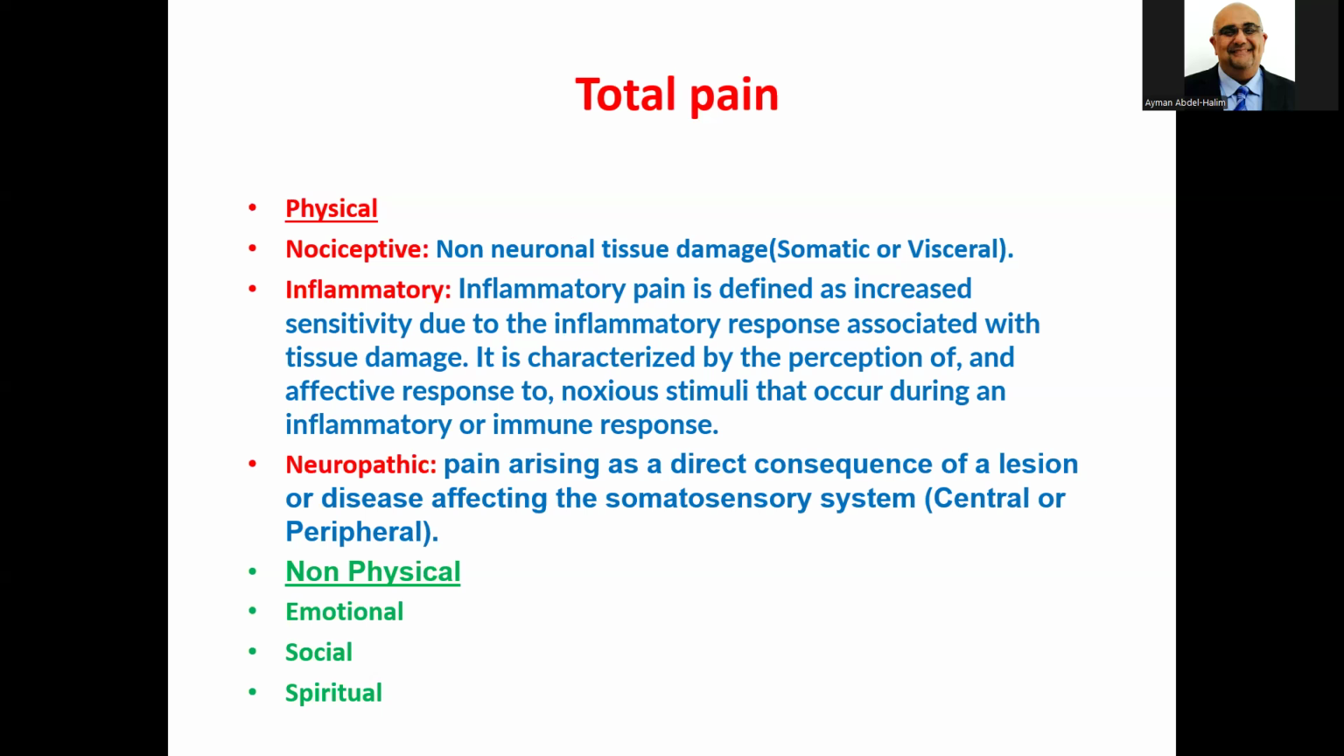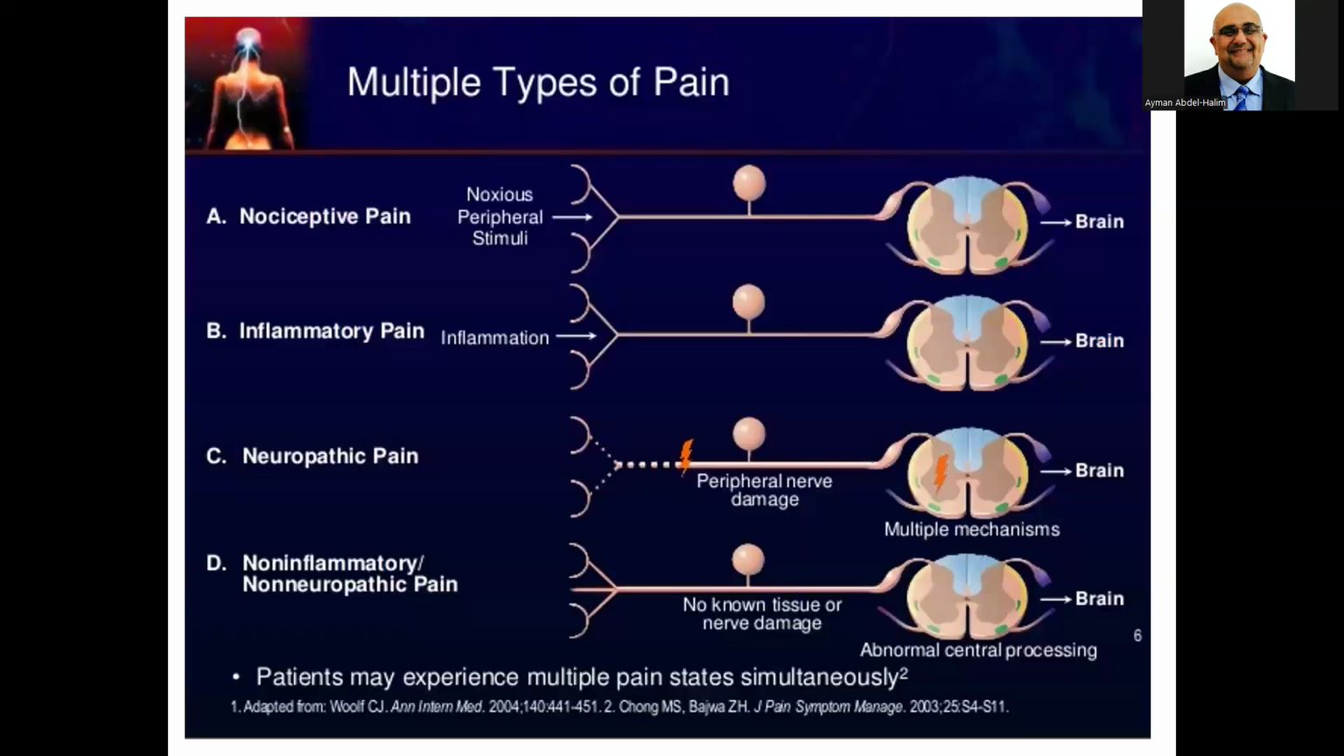Nociceptive pain is non-neuronal tissue damage. Inflammatory pain is defined as increased sensitivity due to the inflammatory response associated with tissue damage. Neuropathic pain is pain arising as a direct consequence of a lesion or disease affecting the somatosensory system, either central or peripheral. Multiple types of pain again.